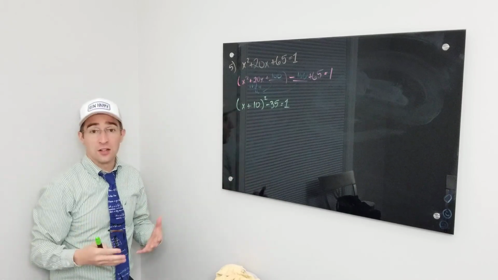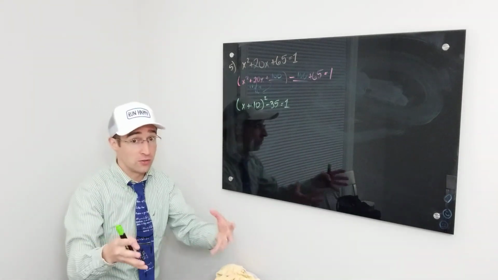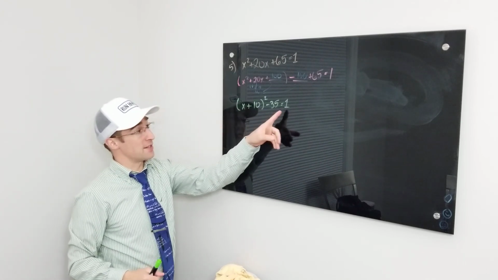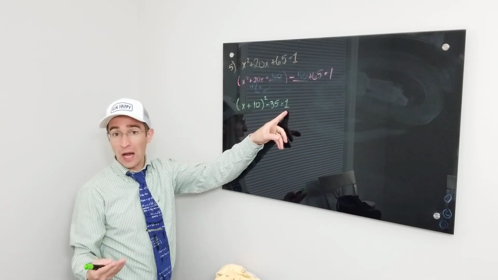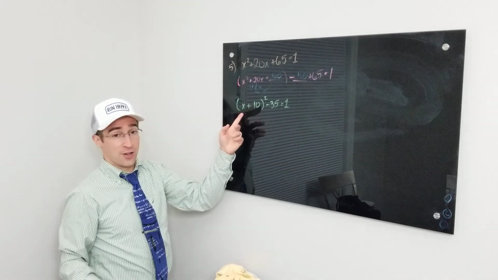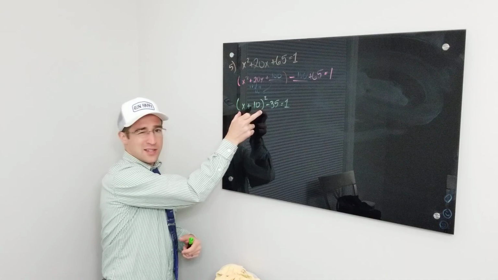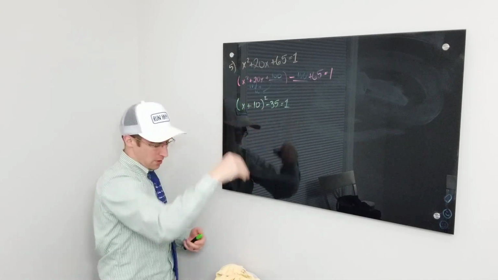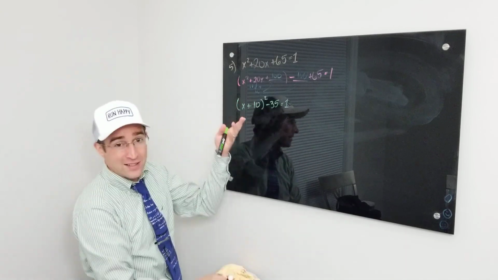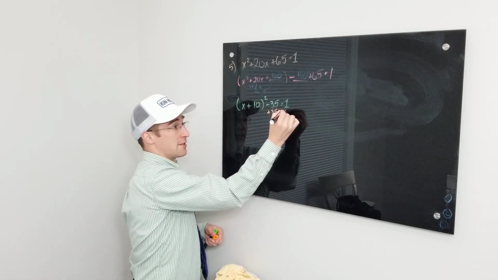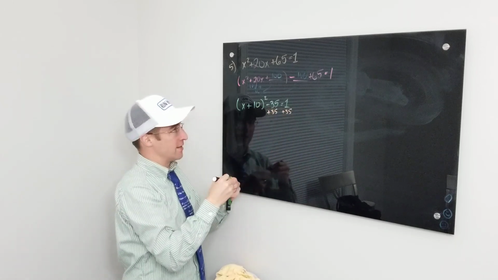So here, because the instructions are to solve instead of just rewrite in vertex form, we need to continue working because it's equal to 1, not equal to y. So we want to get x all by itself. Now we solve by working backwards. We don't want to square this out. We don't want to multiply it out. We're just going to undo. Hey, look at that. It's a minus 35. What's the opposite? Plus 35. So we add that to both sides.